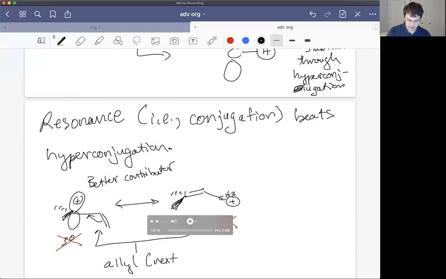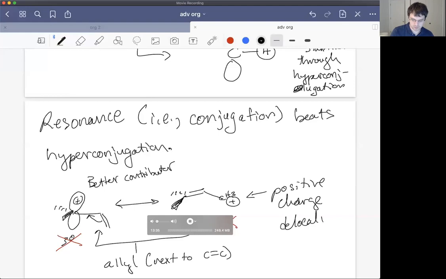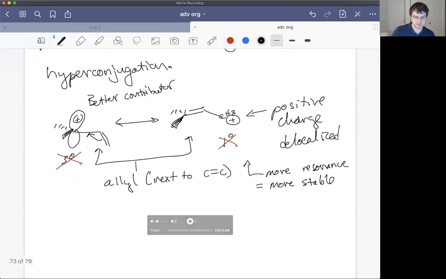Allyl means next to a CC double bond. Okay, so we can put the positive charge, we can dissipate it across 3 atoms now. Now that's better. The positive charge is delocalized. And again, more resonance means more stability, because you're not locking the electrons to exist between only 2 atoms if they're shared. You're able to dissipate those electrons across several atoms, thereby enhancing the overall stability of the molecule.